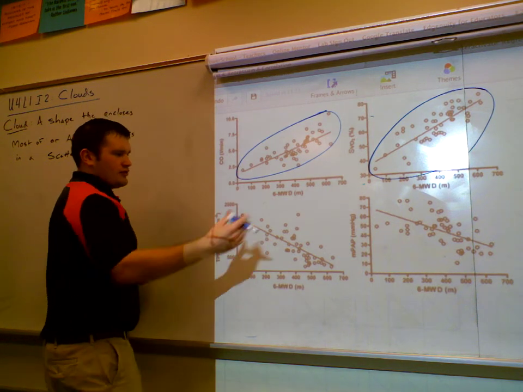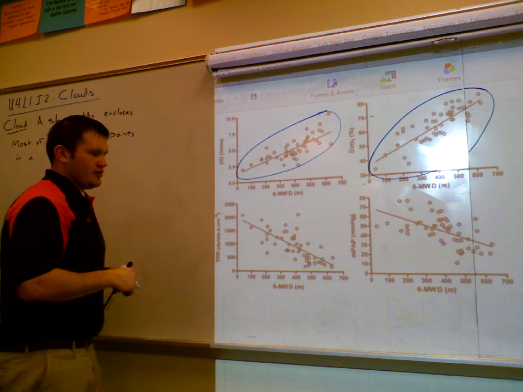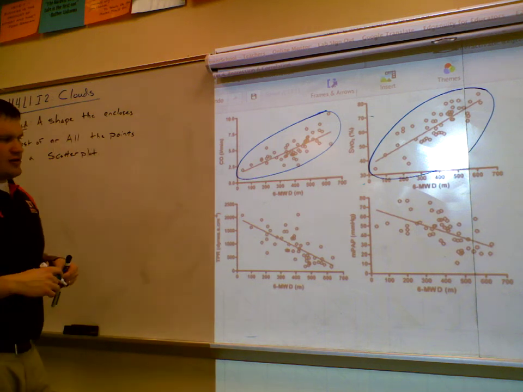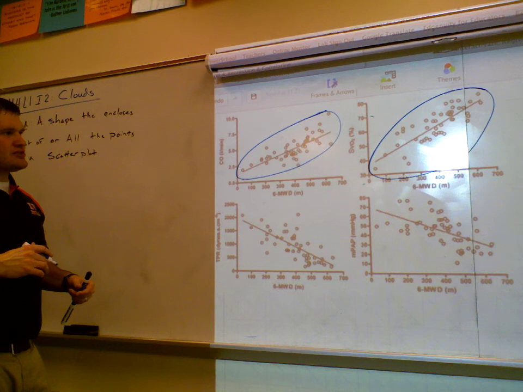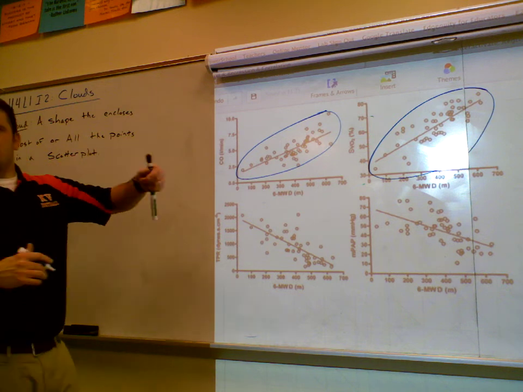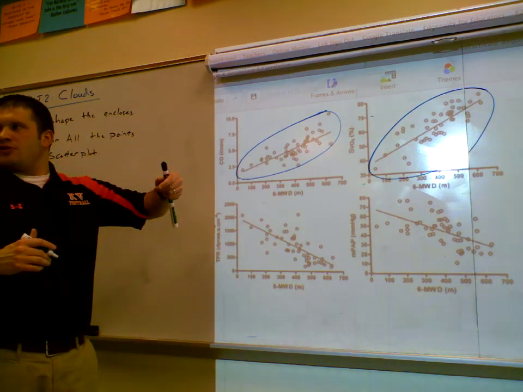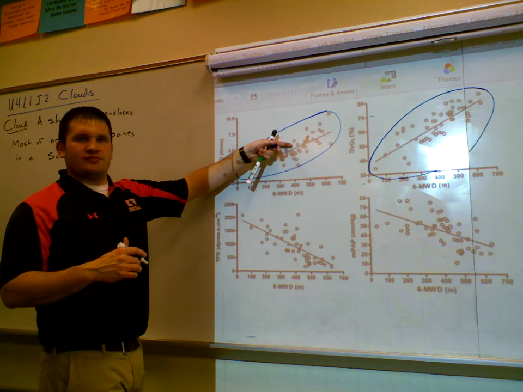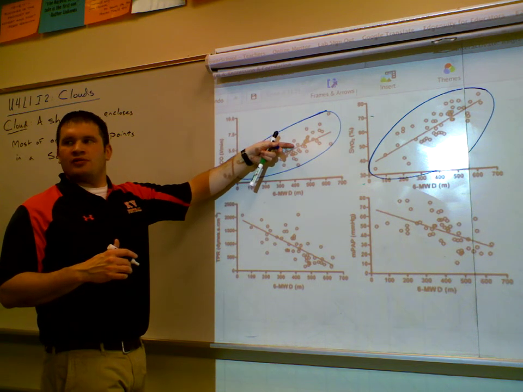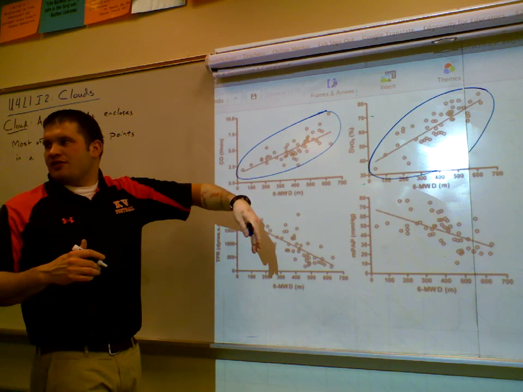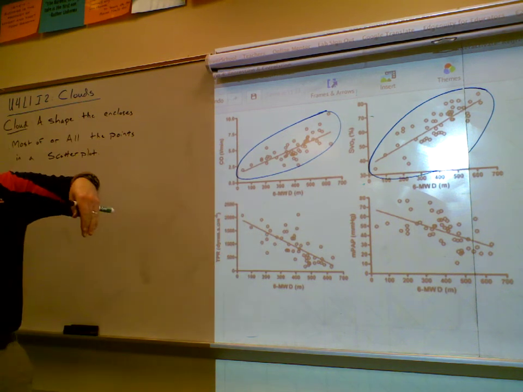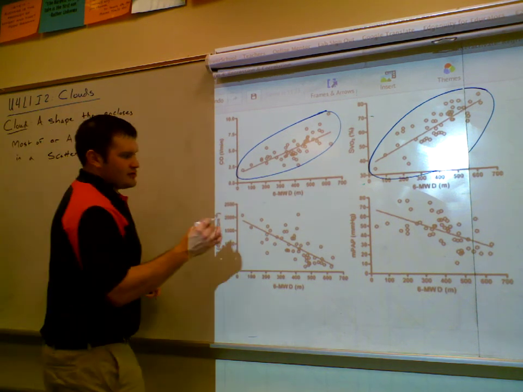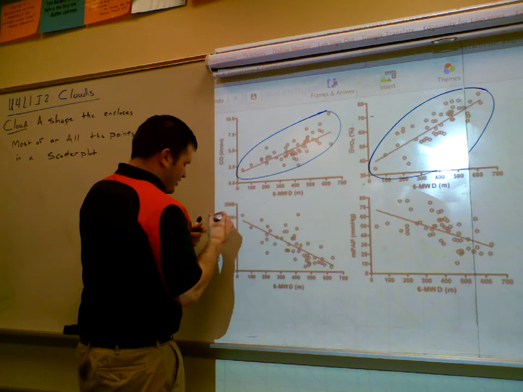Which one's stronger, left or right? Left is stronger. Okay? So if I draw ovals for these ones, will they look just like those ones? Will the oval look exactly the same as this one? No, what's going to happen? It's going to tilt the other way, right? Because it's going to be a negative.